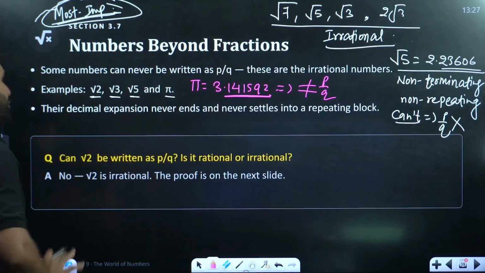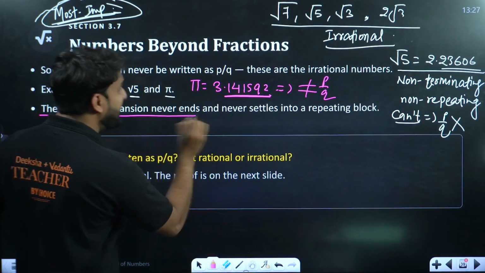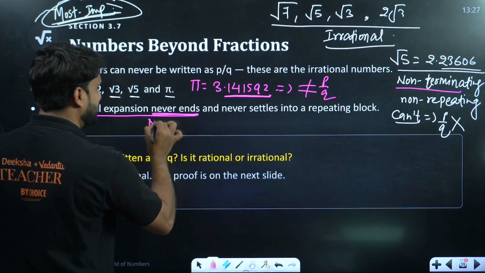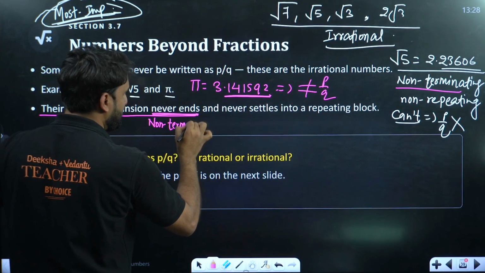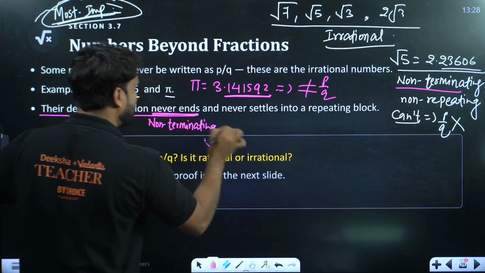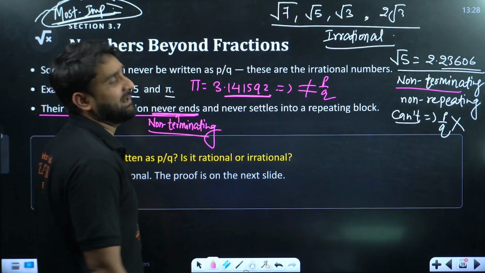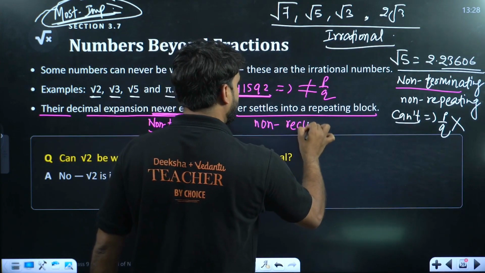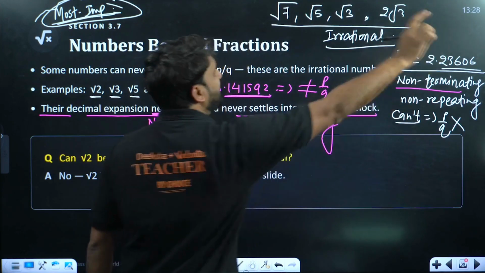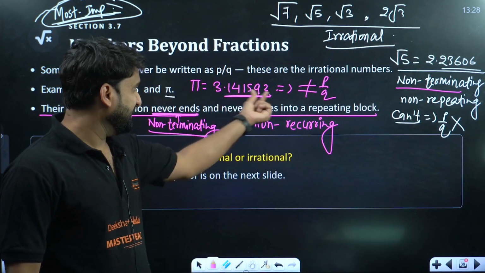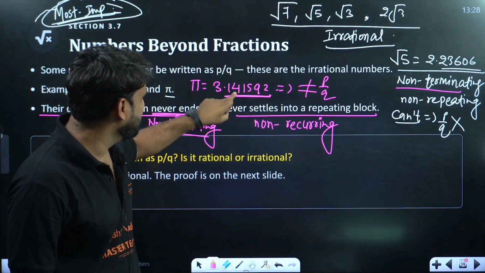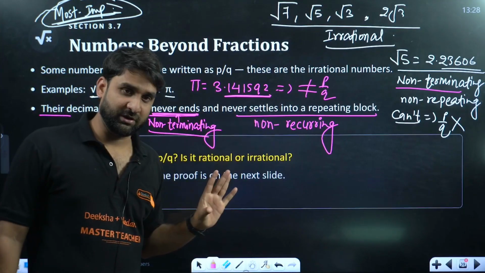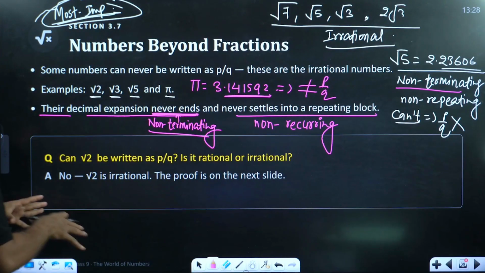Clear, champions? Their decimal expansion never ends. That is why we call this non-terminating. Never ends means this will be non-terminating. And it never settles into a repeating pattern, and this is why it is called non-repeating, or we can also say non-recurring, because the numbers appearing after the decimal are not in systematic order. Sometimes 1 is coming, sometimes 4, then again 1, then 5, then 9, then 2. So this is called non-terminating, non-recurring. You can also say non-repeating. Such numbers are called irrational numbers.